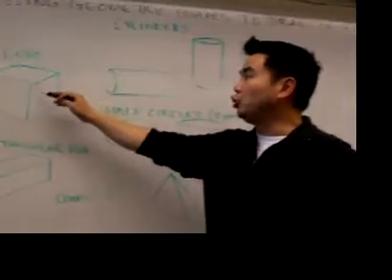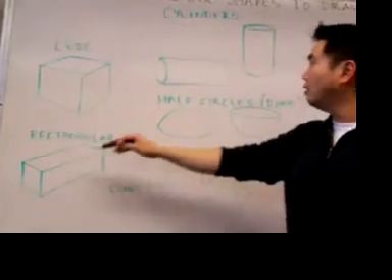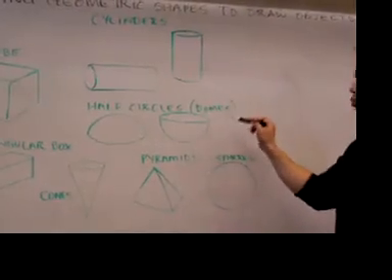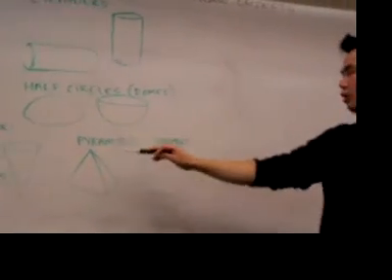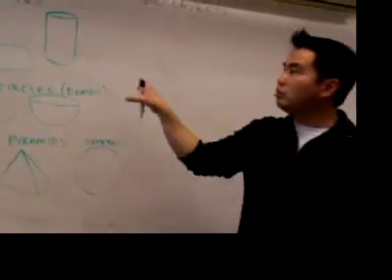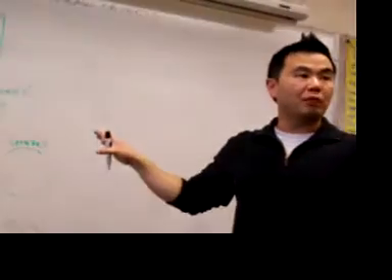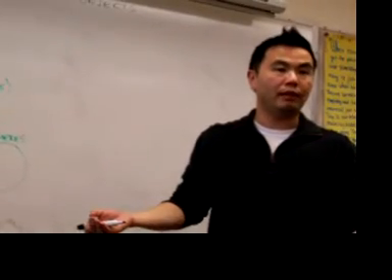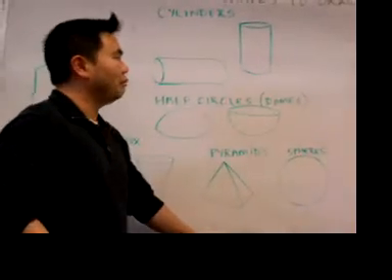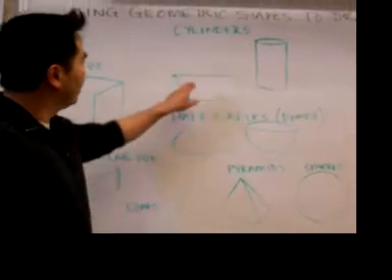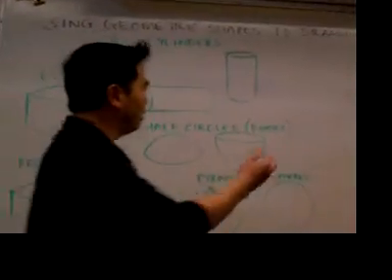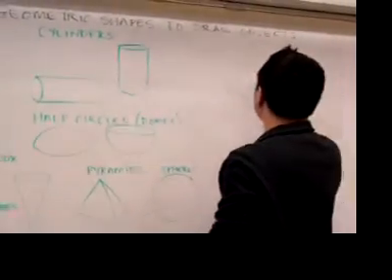For example, cubes and rectangular boxes, cylinders, half circles, or we sometimes call them domes, cones, pyramids, and spheres. We can use a combination of these different objects together to make bigger objects. Okay, and so very simply, for example, I'll do a couple of simple ones first. I can combine a cylinder and two cones and draw something like this.